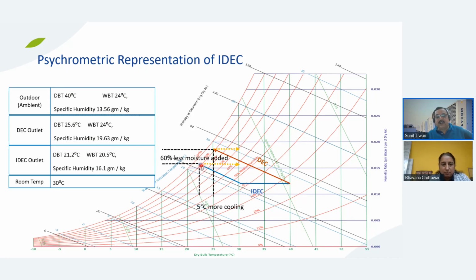With IDEC, you get a huge delta T. You have so many degrees you can allow it to rise, and you come to the same level. So you see the two conditions. Here the RH is more, RH is less here. Of course, the absolute humidity also.